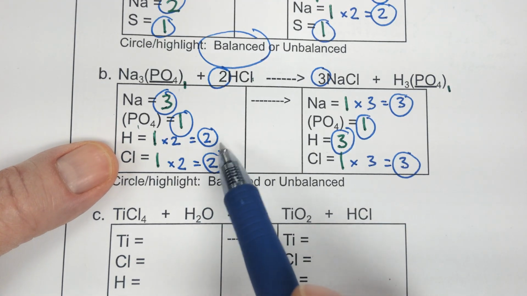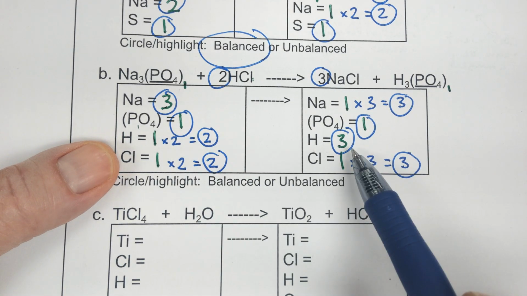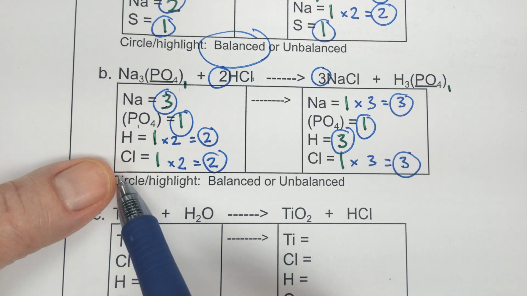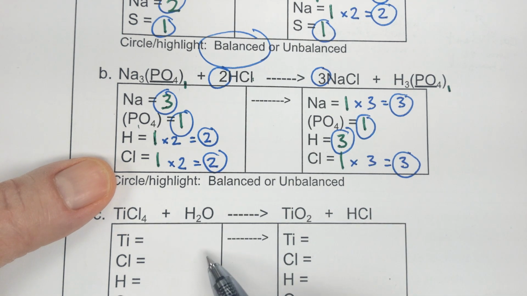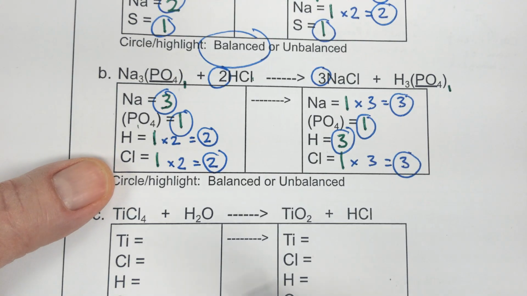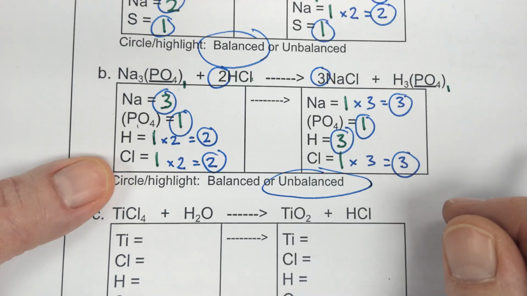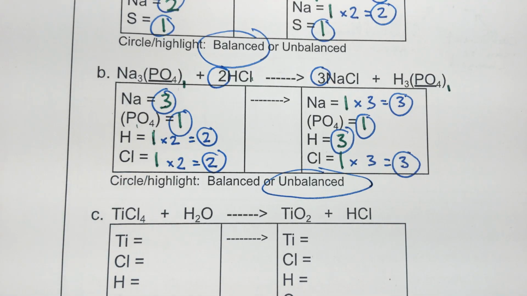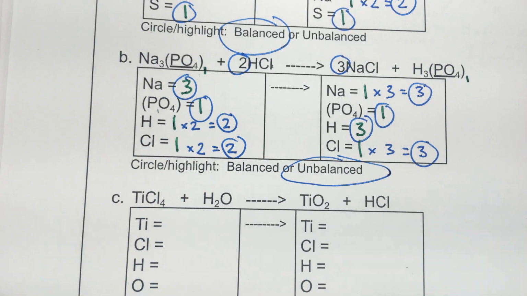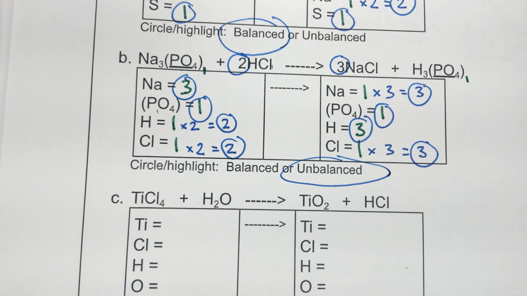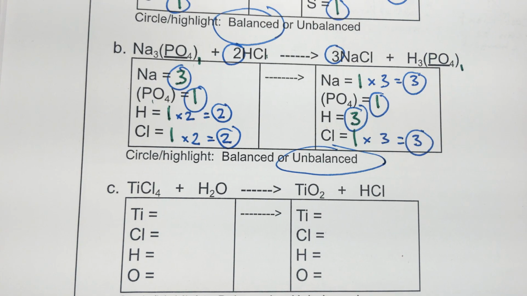H, we have 2 on the reactant side and 3 on the product. Cl, we have 2 on the reactant side and 3 on the product. So that does not work. That means this is an unbalanced equation. All right, so I'm not going to go over C and D. I think you can probably figure those out on your own.